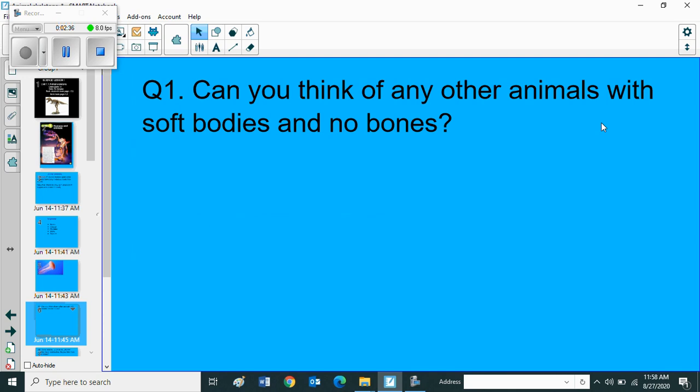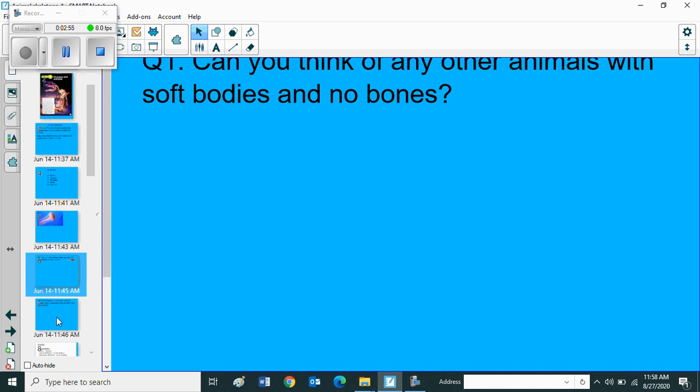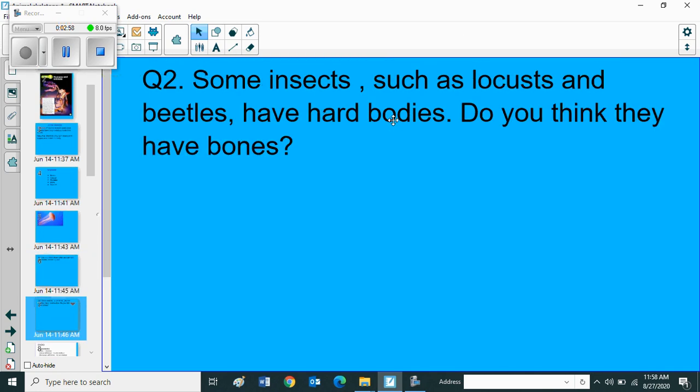Can you think of any other animals with soft bodies and no bones? Yes, other examples include earthworms, caterpillars, slugs, leeches, and so on. Some insects, such as locusts and beetles, have hard bodies. Do you think they have bones? No, these animals have an exoskeleton, but no bones. This question is from your student book, page number 2.